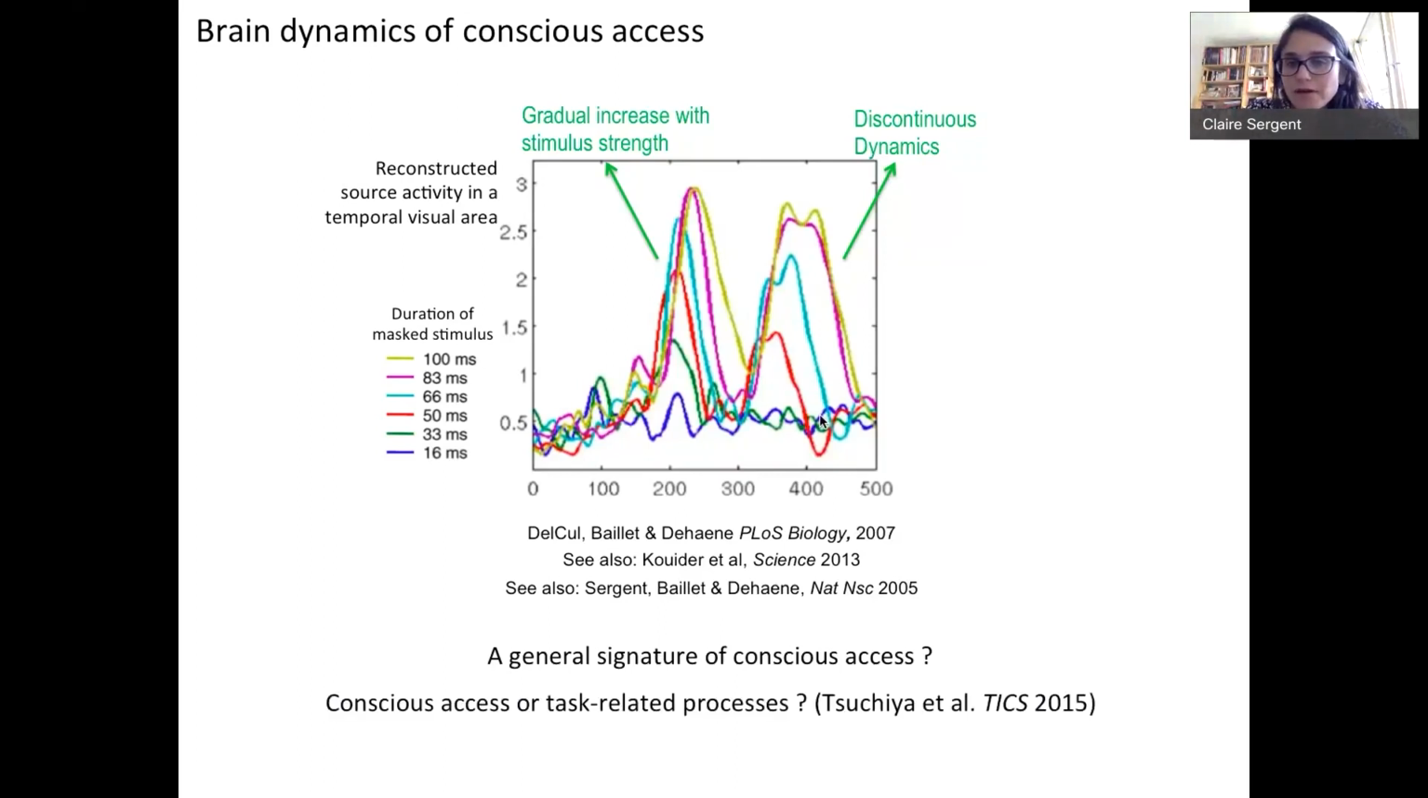And another very important question we need to address is whether these late activities really reflect conscious access in itself, or whether they reflect task-related processes. They might be downstream events from the conscious access.